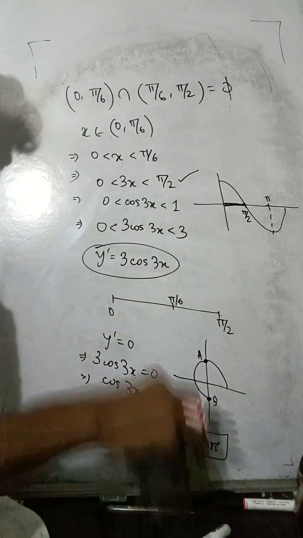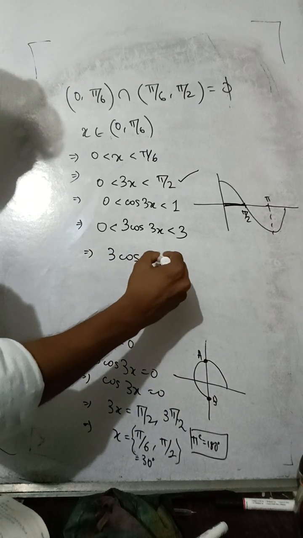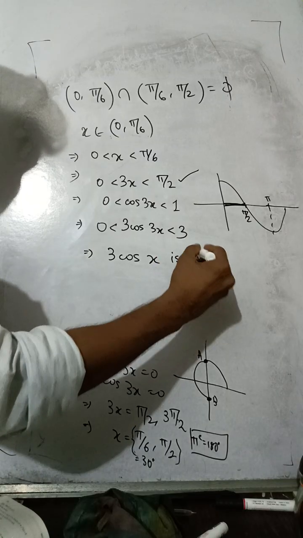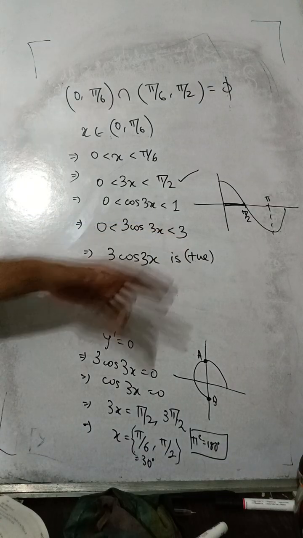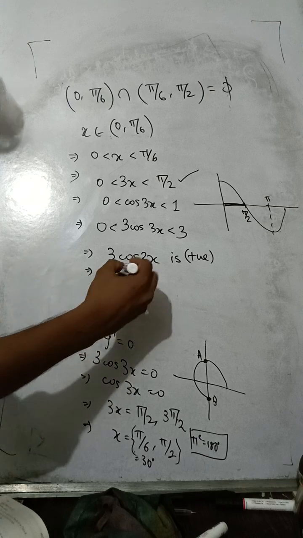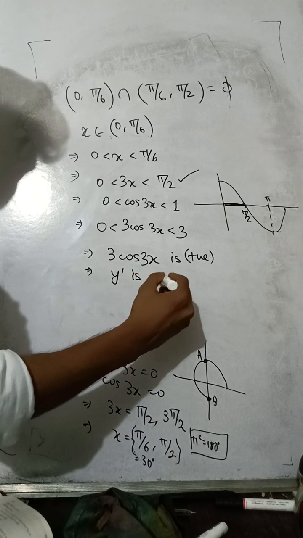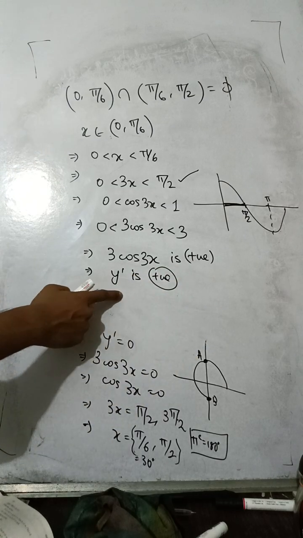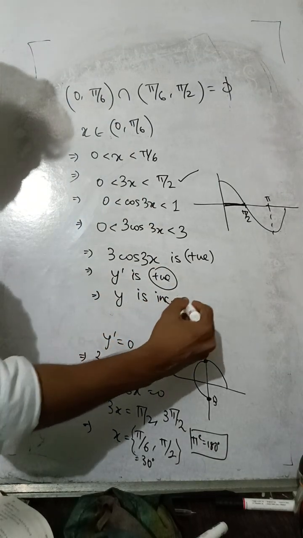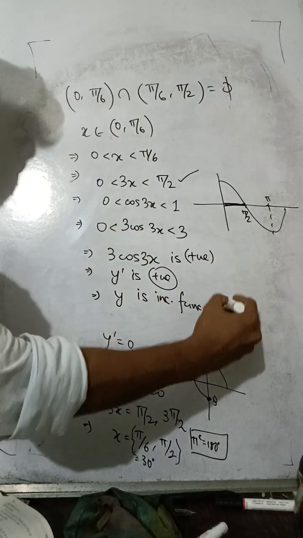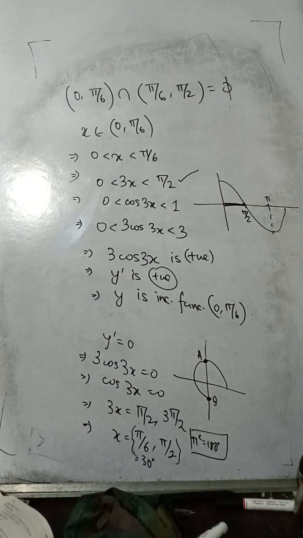Okay, so we can say that 3 cos 3x is positive, right? Why? Because 3 cos 3x is between 0 and 3, which is positive. So what is 3 cos 3x? That is y dash. So we can say that y dash is positive. So our derivative is positive in this region, which means that y is an increasing function in this region 0 to pi by 6. Okay, so this is the first part of the sum.